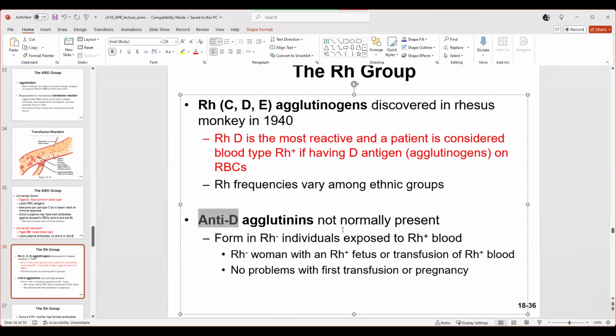Now, we normally don't see antibodies to D unless we have a first instance. So anti-D agglutinins, these agglutinins are antibodies. They're not normally present. They can form though, but they only form when you have an Rh negative person exposed to Rh positive blood. This is why we blood type moms so much.